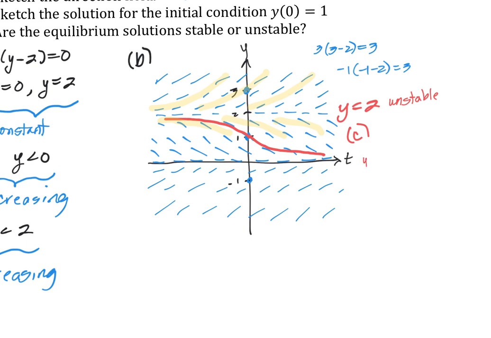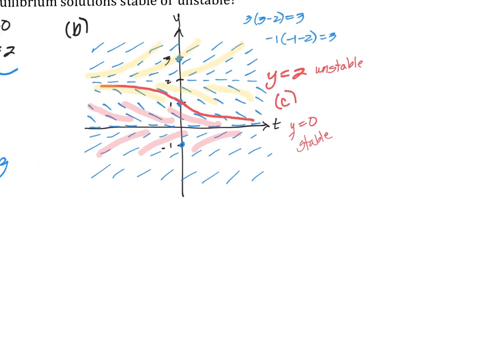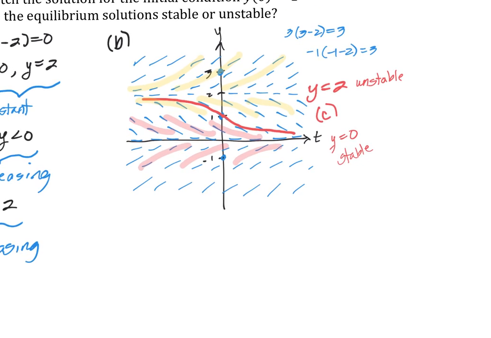Now let's look at y equal to 0. So that would be our t-axis. When I look at those solutions, they are approaching our equilibrium solution. That's an example of stable. So typically we use these types of graphs for logistic problems or population problems.